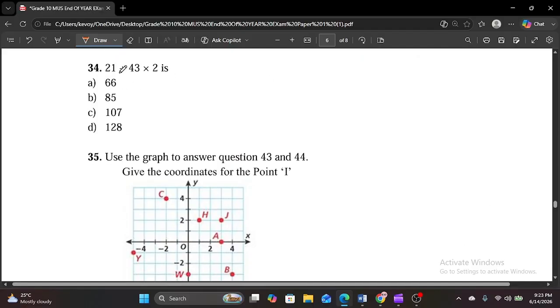All right, question 34. 21 plus 43 times 2. So you know the order of operations already. The order of operations tells you that before we add, we have to multiply. So we multiply before we add. So we must multiply by 2.